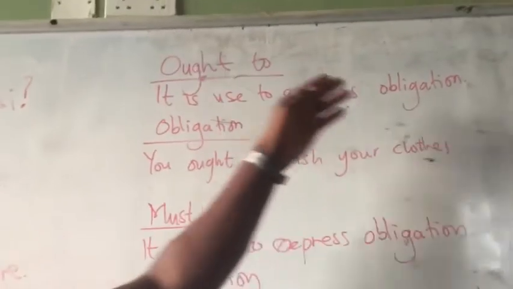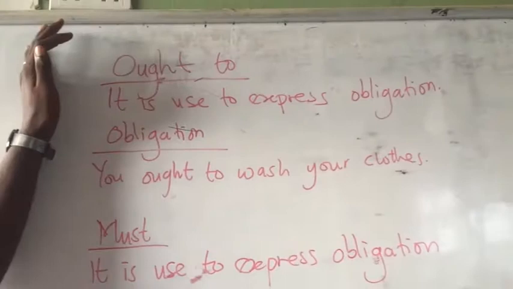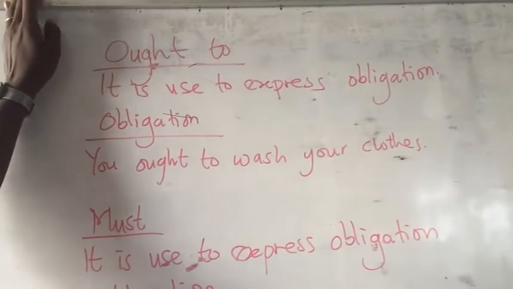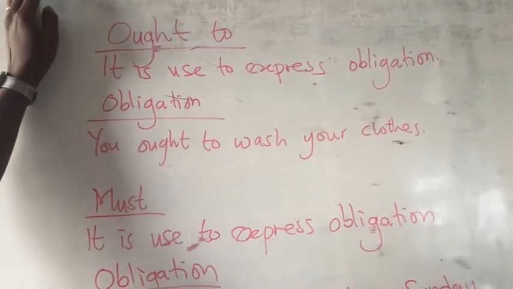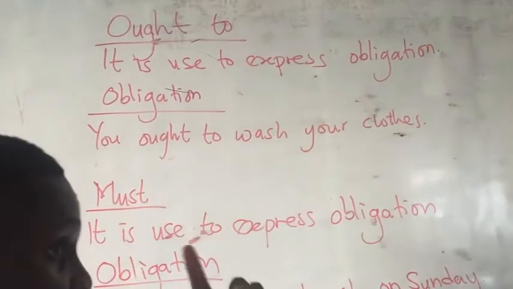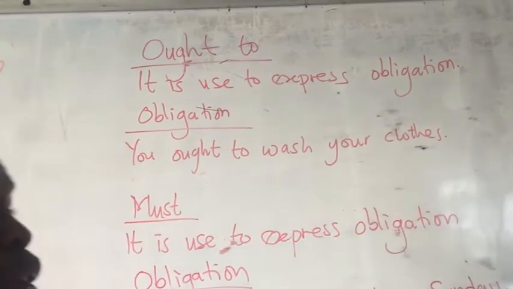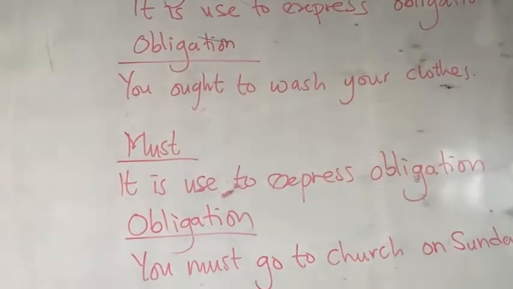Then the next one is ought to. Now, ought to is used to express obligation. Like we have already established, obligation simply means duty. So if you want to remind someone of their duty, you go for ought to. You can express that. So let's see the example. You ought to wash your clothes, which means your duty. You want someone to wash for you? No, it's your duty to wash. Or you are responsible for washing your own clothes.